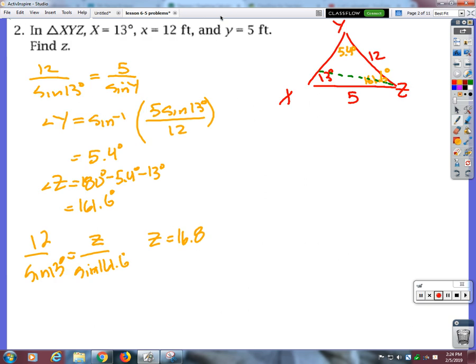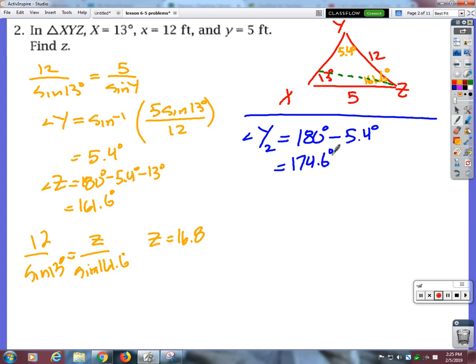What you need to get from here is this question: what is the first angle that we found? 5.4, and that was angle Y. So to find the second possible angle Y, you go 180 minus 5.4 degrees. Then the Z equals 180 minus 5.4 minus whatever that angle says.